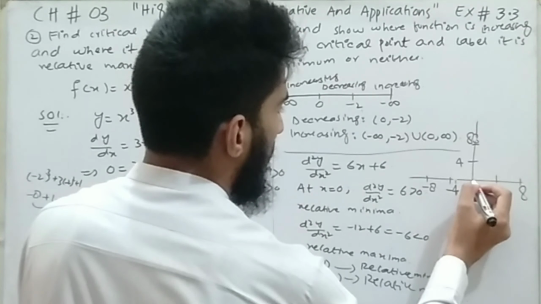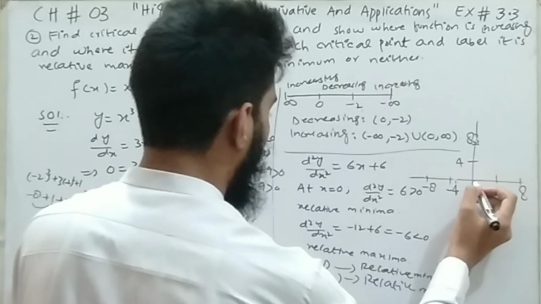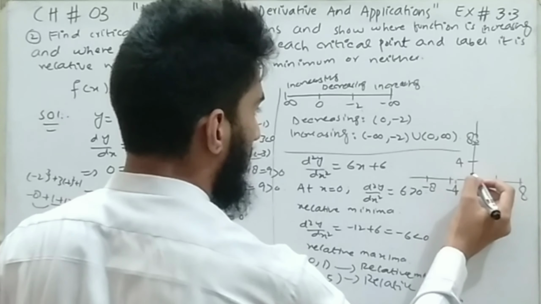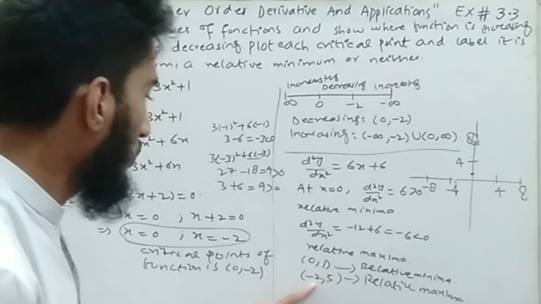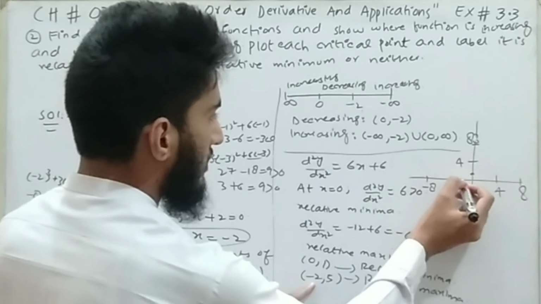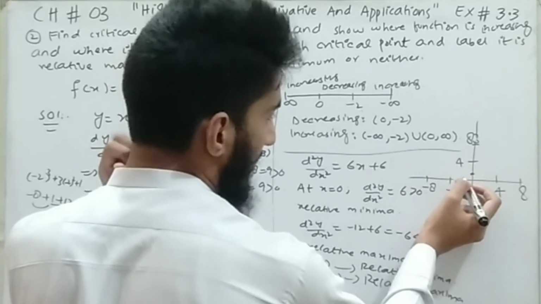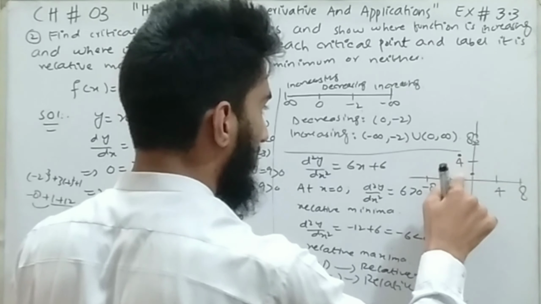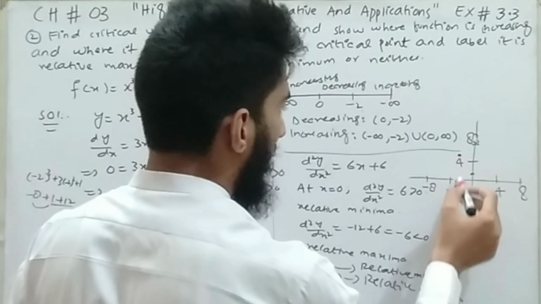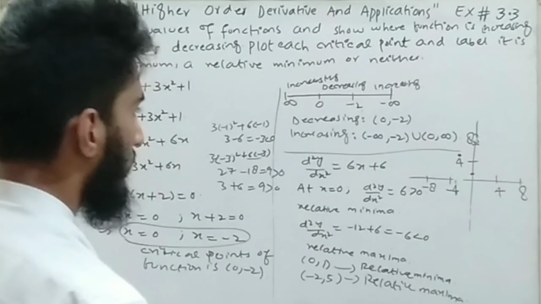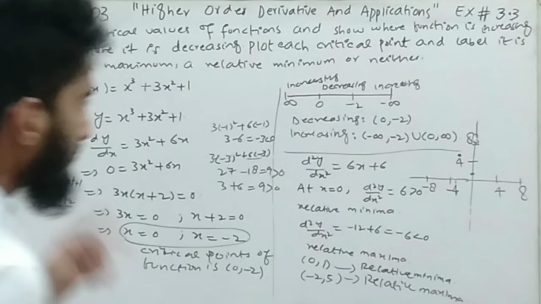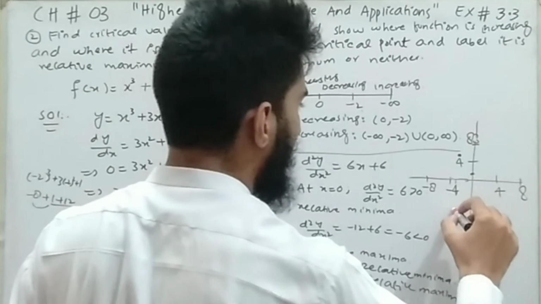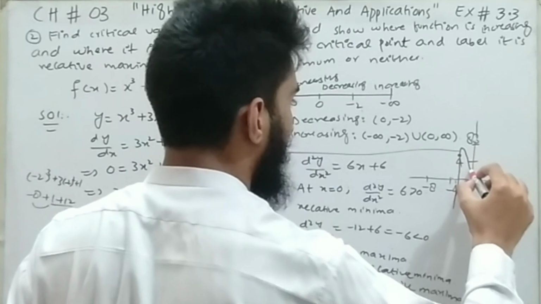Let's suppose this is x which is 0, and this is the value of y which is 1. So let's suppose this is 0, 1. And also we have x is equal to minus 2. Let's suppose this is minus 2 and the value of y is 5, which is over here. So this is the point. So at x is equal to minus 2 we have the value of y is equal to 5. And after this we have no interval. So this will pass just like this.